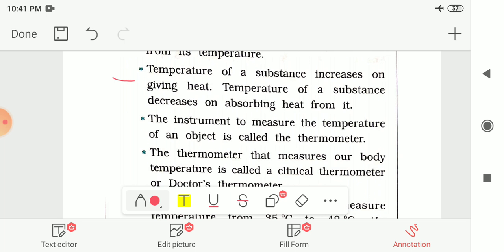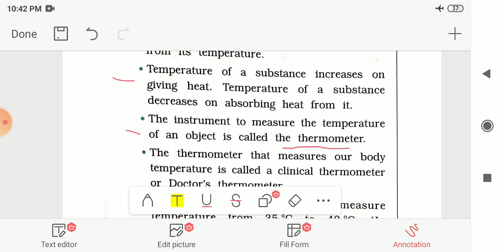The temperature of a substance increases on giving heat to that substance, and the temperature of a substance decreases on absorbing heat from that substance. This is how we can increase or decrease the temperature of any substance. Then we had seen the instrument which is used to measure the temperature of different objects. The instrument used to measure the temperature of any object is called the thermometer.